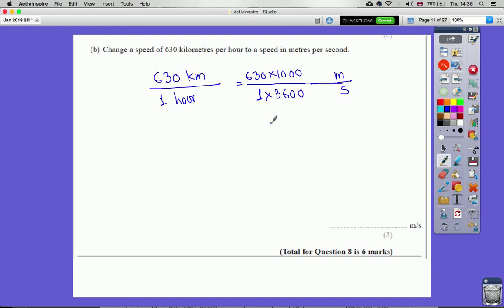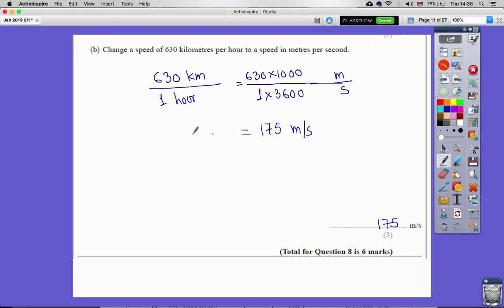Now don't confuse this with equivalent fraction where you have to multiply the numerator and denominator by the same number. What we are doing here is converting the units into smaller units. So kilometers, we are converting them into meters, and hours, we are converting them into seconds. So let's see what answer we get. 630 and I will get 175 meters per second.